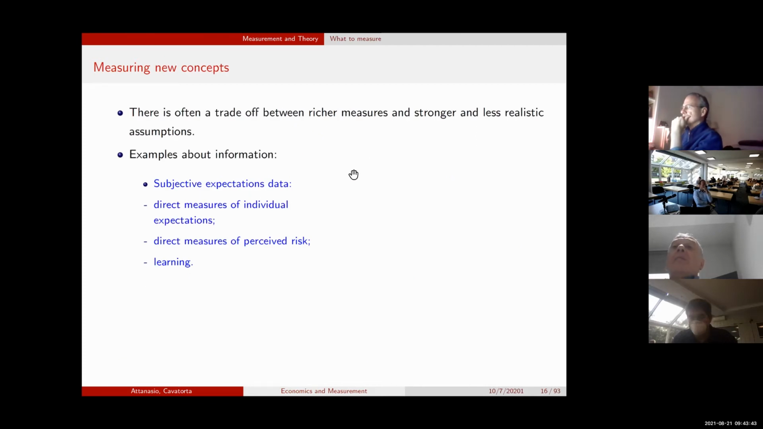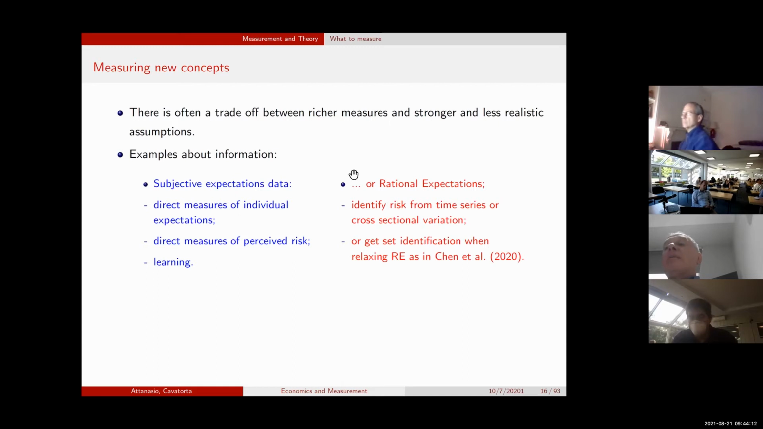So there is often a trade-off between richer measures and stronger and less realistic assumptions. An example is information: we can rely on subjective expectations data, and then you have direct measures of individual expectations, direct measures of perceived risk. You can hook them up to learning, or you can say, look, I'm willing to assume rational expectations. And then you're forced to identify risk from time series and cross-sectional variation in data.